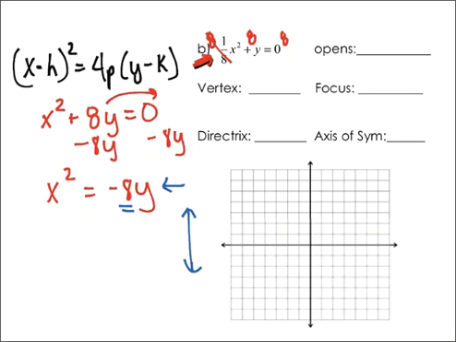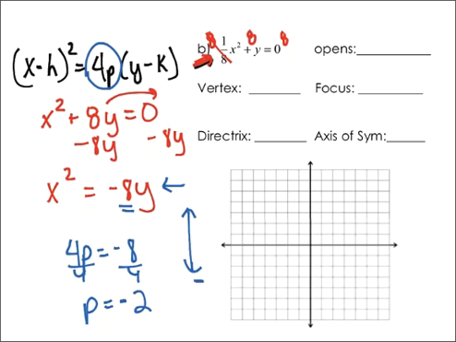I'm going to find out which direction by finding p. So there's that negative 8 is where 4p should be, so I'm going to write 4p is equal to negative 8, divide by 4, p is negative 2. It's a negative. Remember, negative y values go down, so this parabola will open down. Okay, vertex. Again, nothing is added to the x, nothing is added to the y, so the vertex here is at 0, 0.